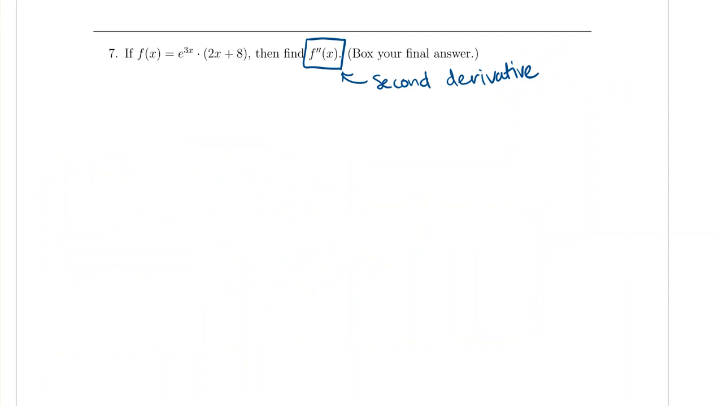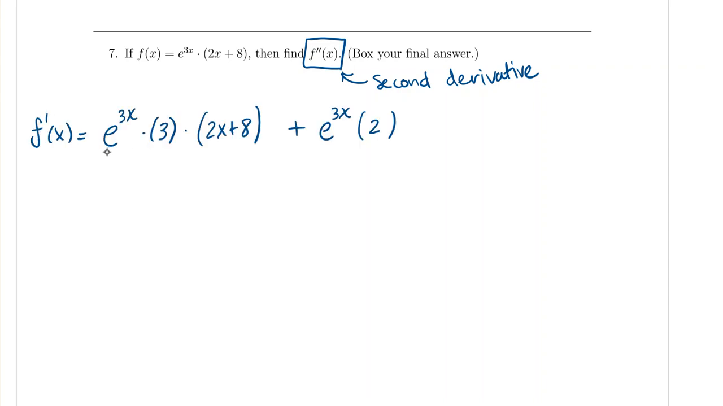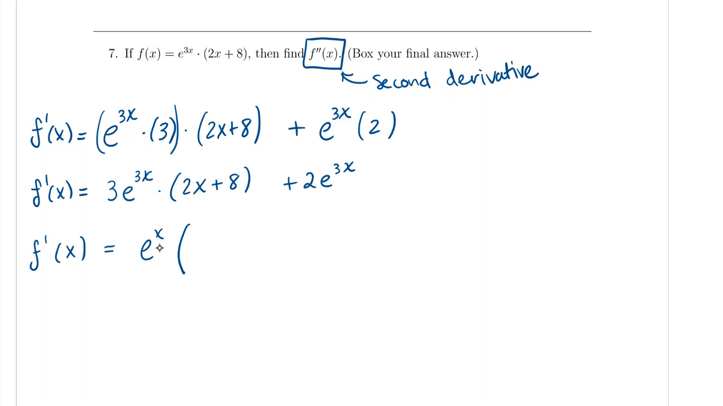Okay. Here we're asked to find the second derivative of the function f of x equals e to the 3x times 2x plus 8. To find the second derivative, we have to first find the first derivative. Let's write that down. By product rule, we would get this as our first derivative, and in this case, since we're going to want to take the second derivative, it might be helpful to simplify this expression as much as possible. Rewriting like this, we can factor out a common e to the 3x.